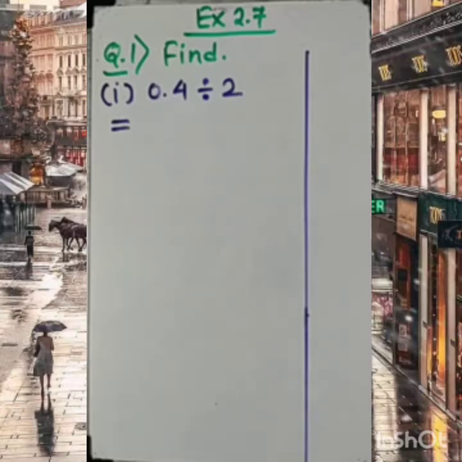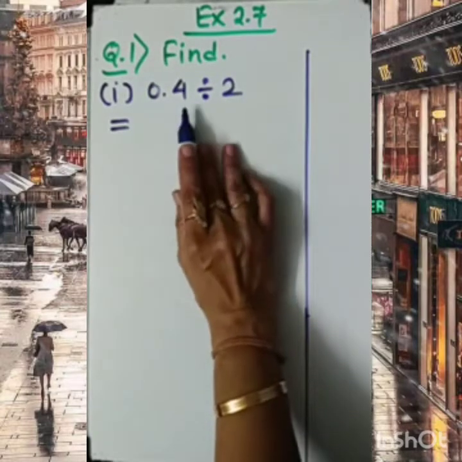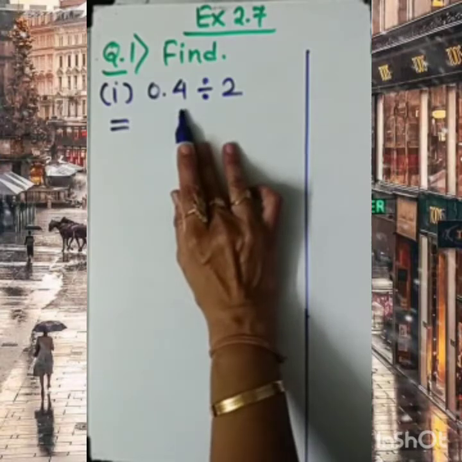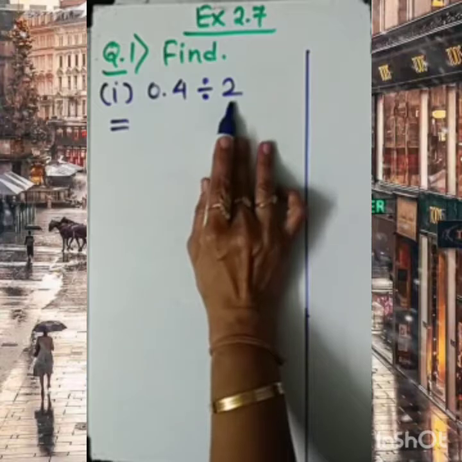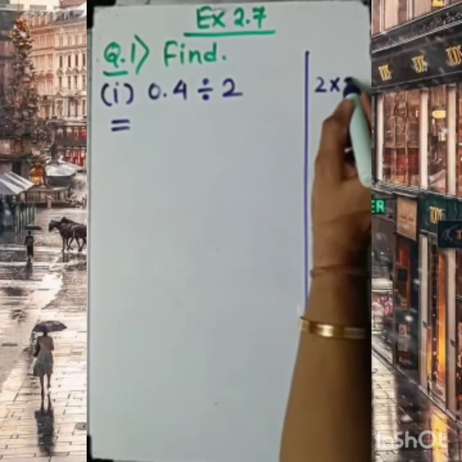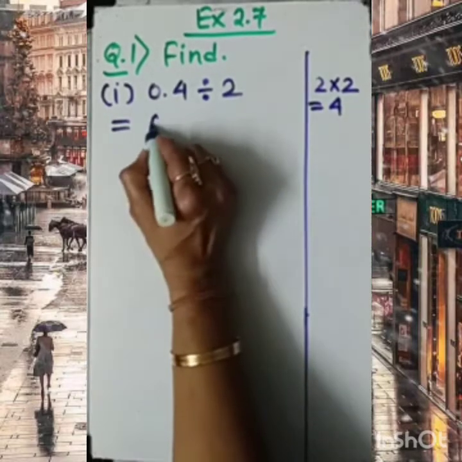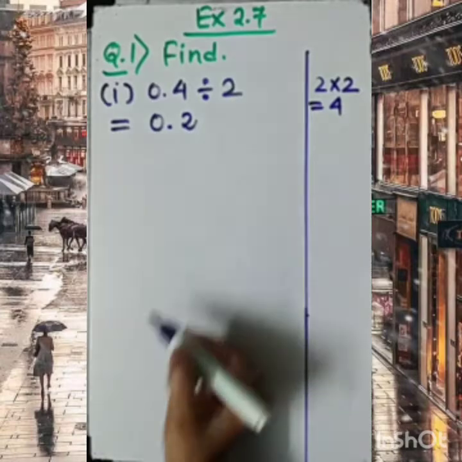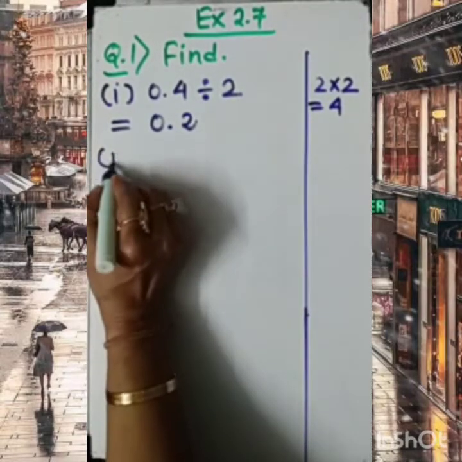So, what to do? We need to recite the table. Whatever number we have as a divisor, if I recite that table, directly the answer will be there. Very simple, very easy. If I recite the table of 2, then I know 2 2 ja 4. Right? 2 2 ja 4. So, the answer will be 0.2. 2 2 ja 4. Simple, very easy technique I am teaching you.